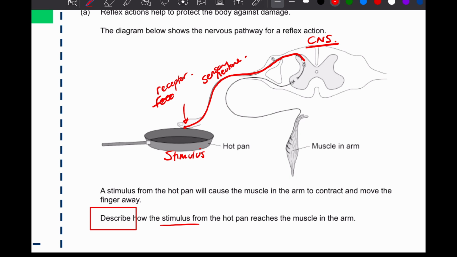So we've got something here called the relay neuron, which is the neuron that passes the information from the sensory neuron to the next neuron, or to the brain if it needs to. So we now need to get this information to some kind of effector. An effector is just the thing that does the action.